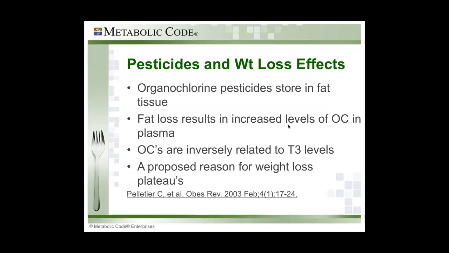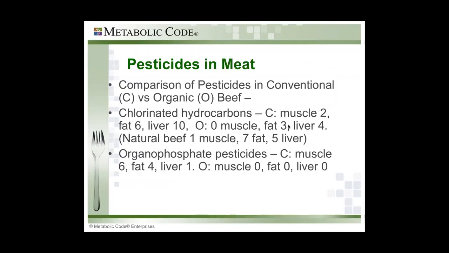So these authors in this study proposed that this could be one reason that people hit weight loss plateaus. They lose a few pounds and they stop losing. It could be from these pesticides. And this is where having good detox strategies can help people get off of these weight loss plateaus. And it's not just our produce, it's also pesticides that are showing up in meats and animal proteins.